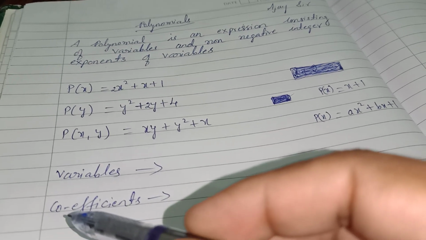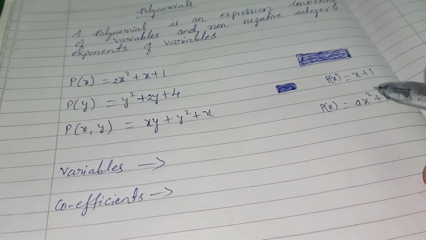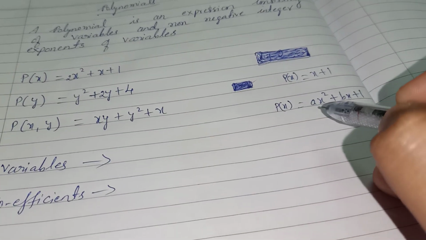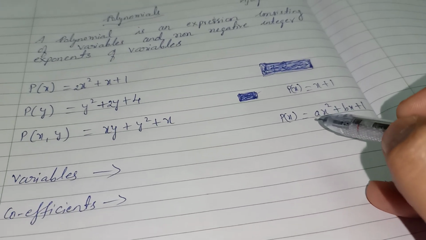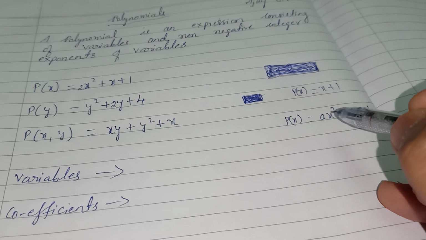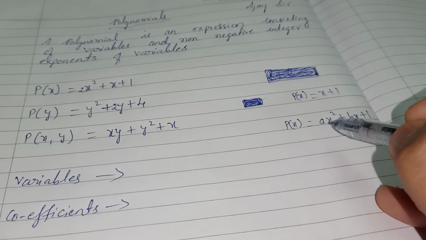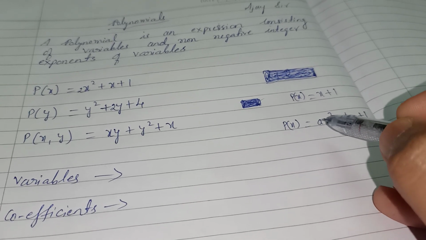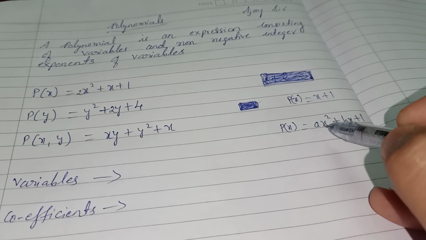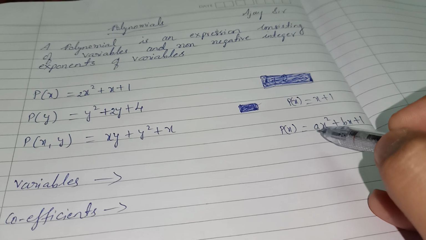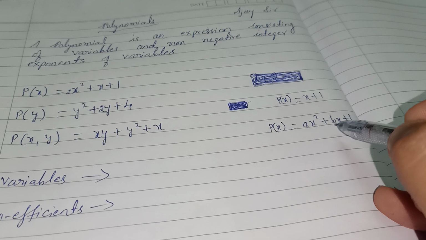So we'll learn what is a coefficient. For example, p of x is equal to ax square plus bx plus 1. Here the coefficient of x square is a. The term before x square, or the term which is multiplied to x square, is called the coefficient. The coefficient of x is b. So b is called the coefficient.